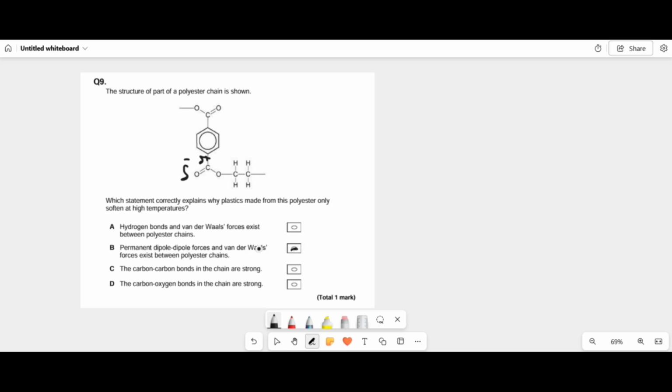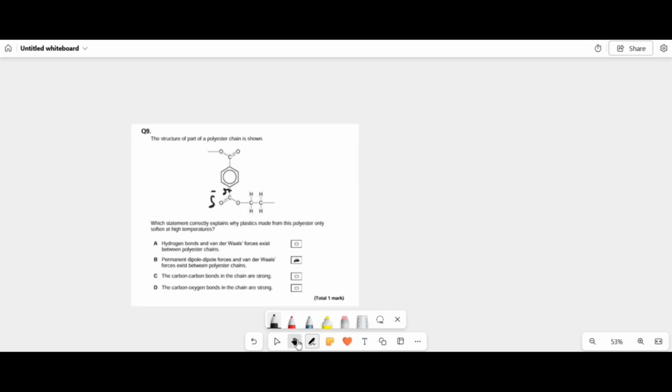Then B is obviously going to be weak van der Waals. Obviously it's going to be permanent dipole, as I've established there. C, the carbon-carbon bonds, obviously that's irrelevant. You can't destroy a covalent bond by melting, so therefore it's irrelevant. And same with D, you can't destroy them by melting, so they're completely unaffected, so it's irrelevant. So just part B.